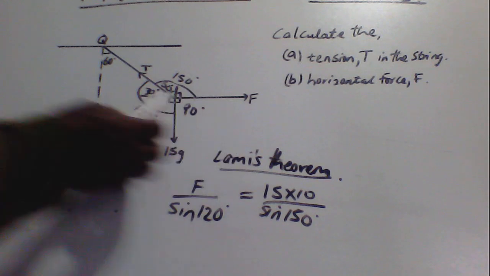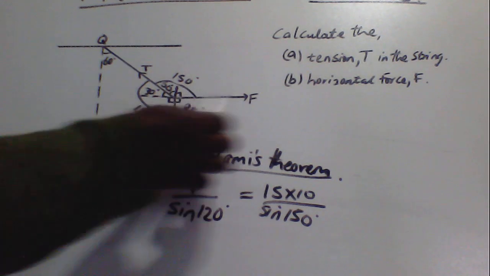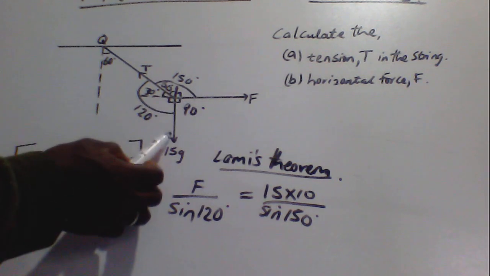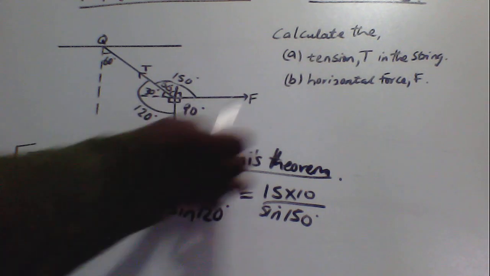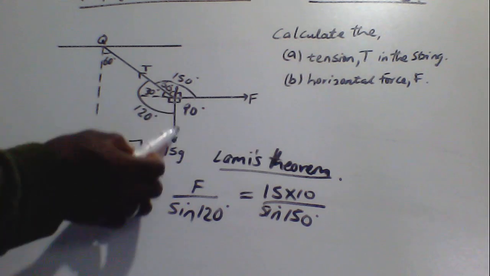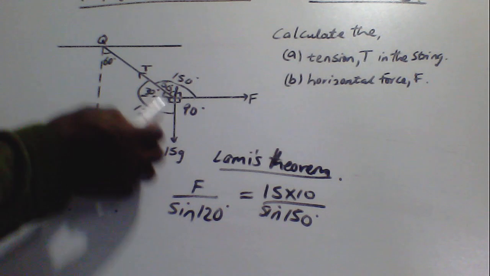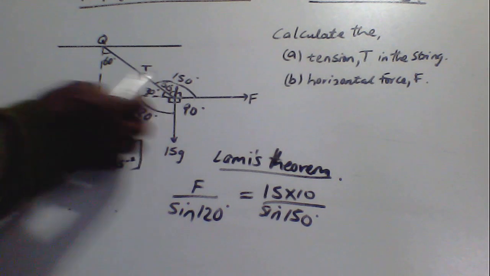Between the other two forces. Look at one force here. This is another force. It's directly proportional to the sine of the angle between the other two forces. So if this is one, this is another two forces. Directly proportional to the sine of the angle between the other two forces.